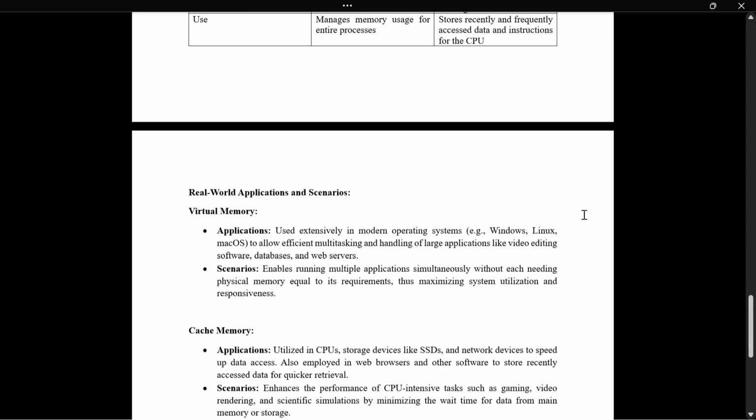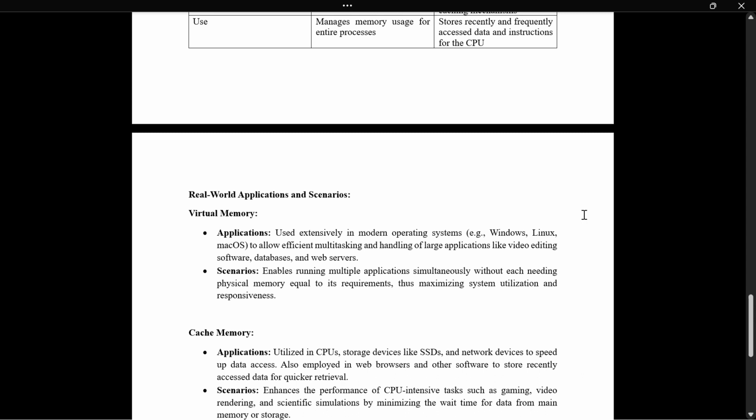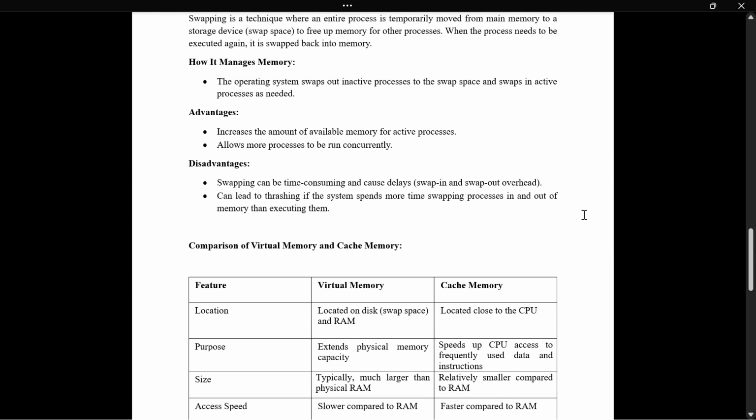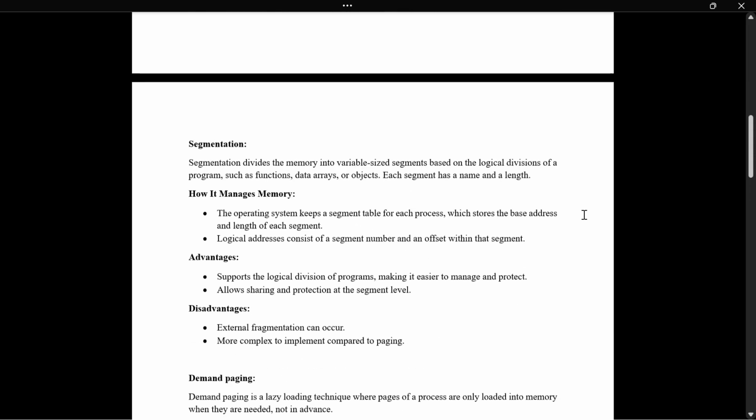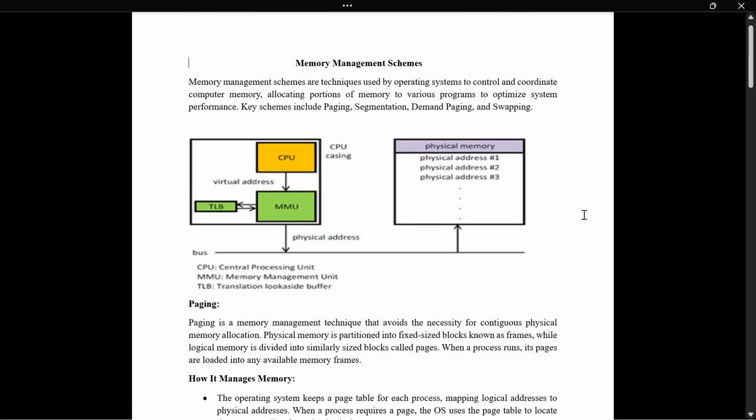So in this video, we have learned some different real world cases of virtual memory and cache memory, where they are used and their applications, and the difference between virtual memory and cache memory, and different memory management schemes as well.